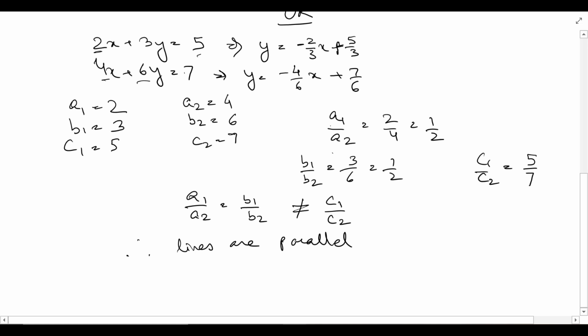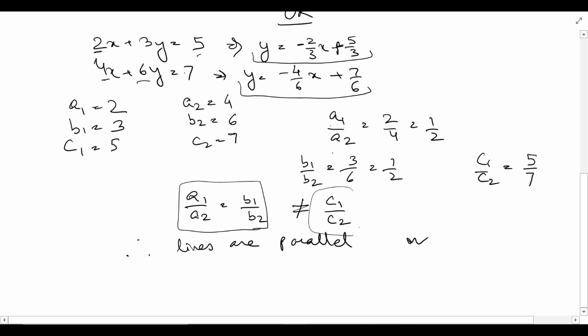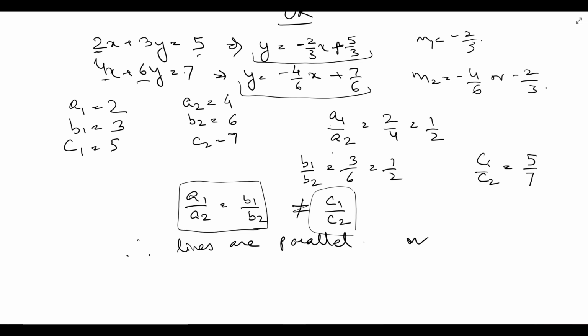So for parallel lines, basically this condition, as we saw above in this type of equation, the slope m should be equal. The y-intercept can be different, but the slope has to be equal. So here again, in this line m1 is equal to minus 2 by 3, and m2 here is equal to minus 4 by 6 or minus 2 by 3. So the slopes of these two lines are the same. Therefore, we can say that the lines are parallel.